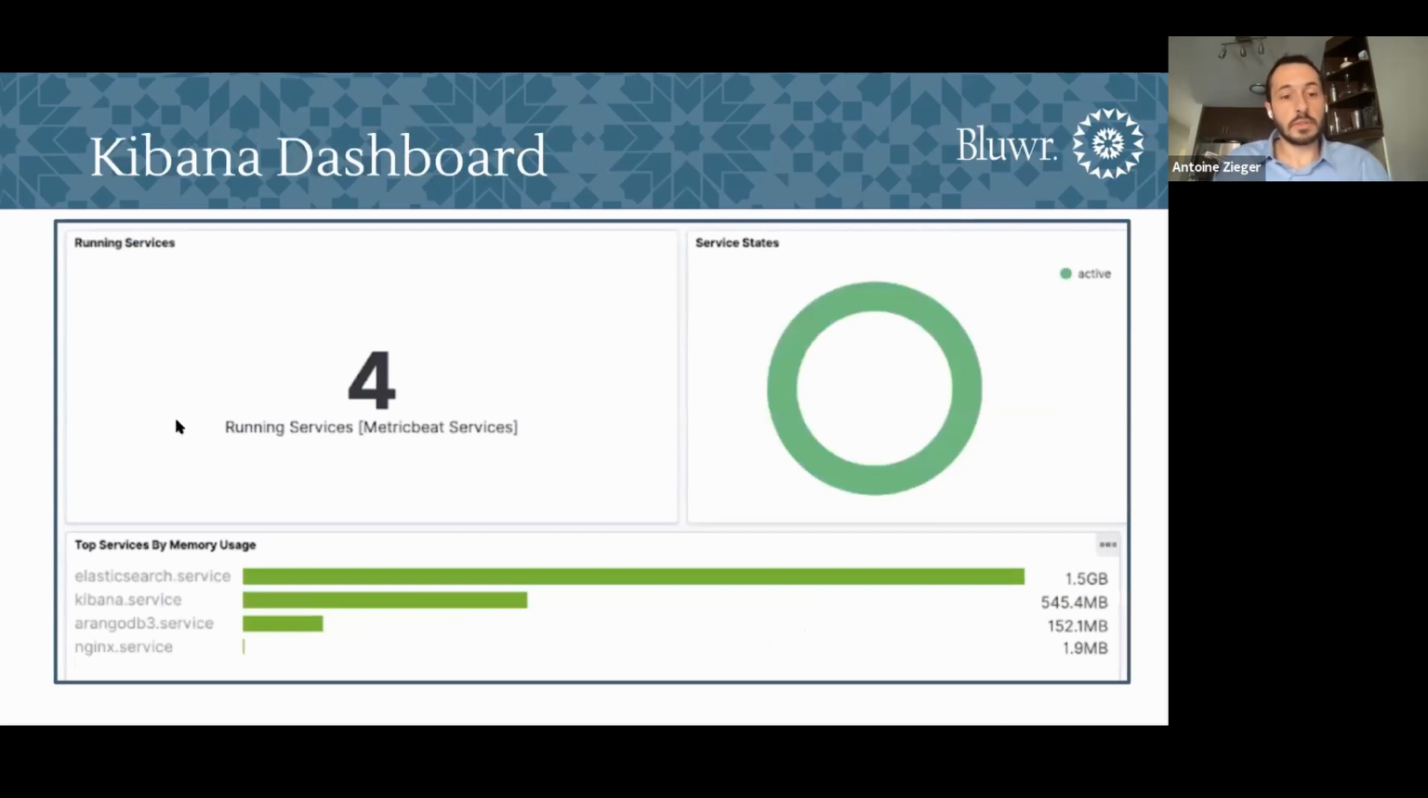Here's an example of a dashboard that is already provided by Kibana. Whenever you send metrics using Metricbeat, Kibana knows it and downloads some sample dashboards that you can use right away. In this panel, we didn't build anything. This was all done automatically for us by Kibana. On the top left, we can see that we have 4 services running on the machine. On the top right, we can see that all these services are active. And on the bottom part, we can see the amount of RAM used on this server for every service.